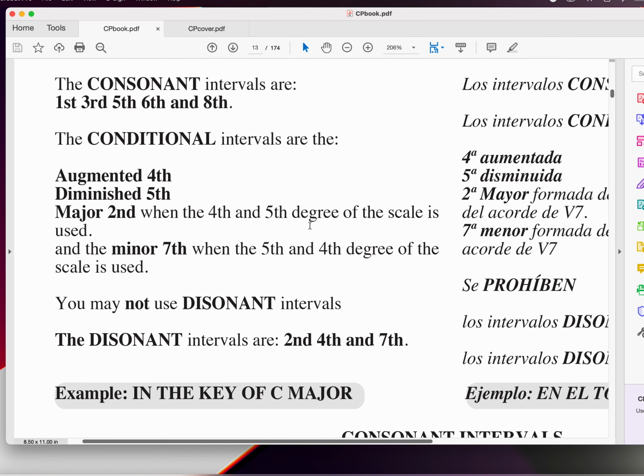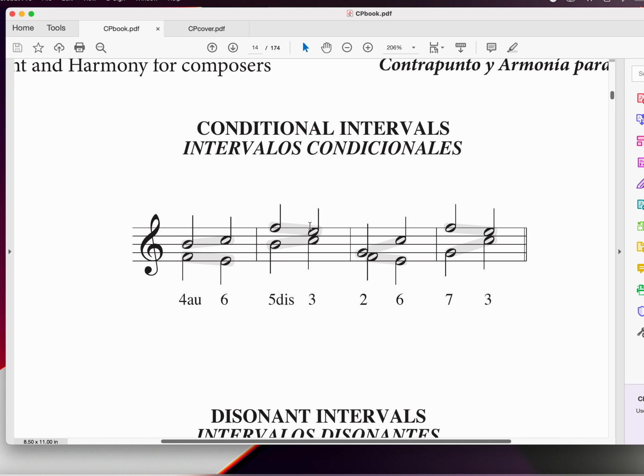Okay, now the conditional intervals. The conditional intervals are the notes that belong to the 5 chord with the 7. Not all of them, but the ones that contain the 7th of the chord. In the key of C, the G chord is the 5 chord with the 7, being G, B, D, F. So if you notice, the F is contained in all the conditional intervals. And the other note may vary.